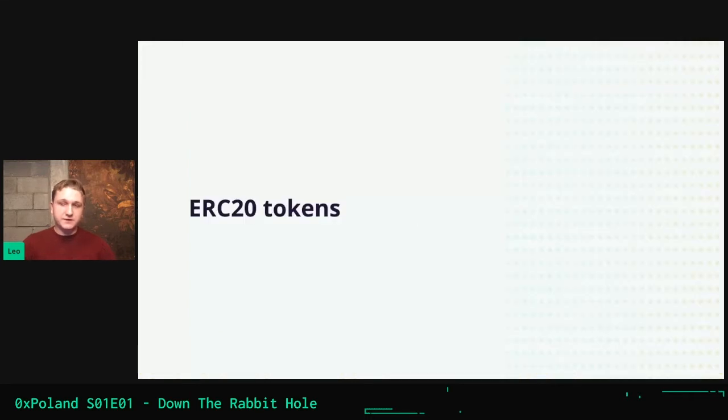ERC20 tokens. So in order to do something useful on the blockchain, we need some standards so that we can understand each other. Standards introduce interoperability, and one of those basic standards on the Ethereum blockchain that is very popular and useful is ERC20 tokens.